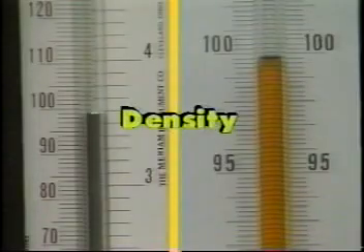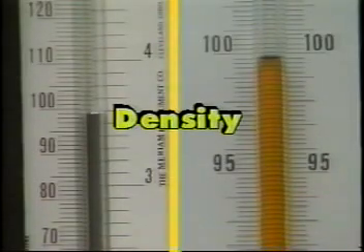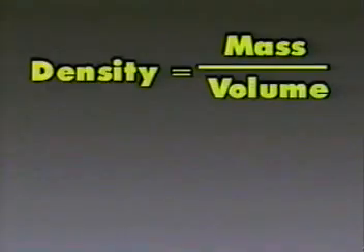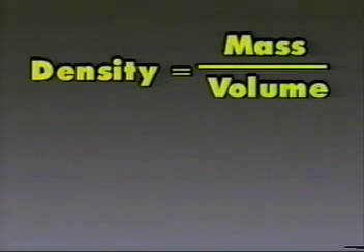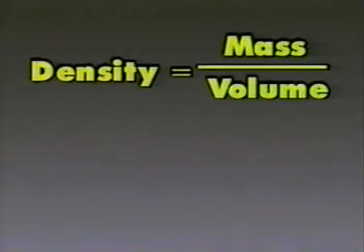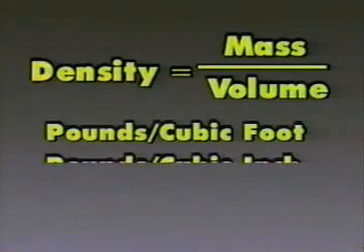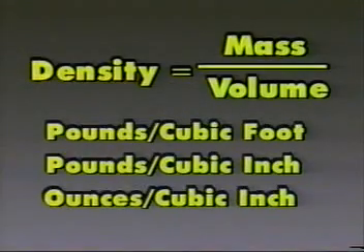The term used to compare the mass of liquids is density. Density is calculated by using the formula density equals mass divided by volume. Typical units of density include pounds per cubic foot, pounds per cubic inch, and ounces per cubic inch.